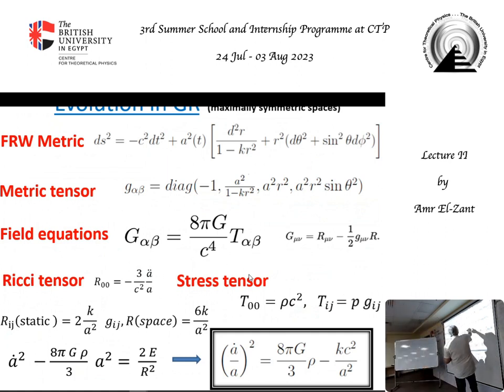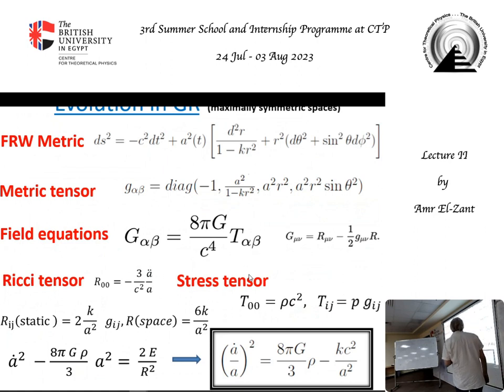We needed a metric tensor. These are the metric tensors. It's diagonal: minus 1 for the light, this thing for the r coordinate, this thing multiplying the theta coordinate, and this thing multiplying the phi coordinate. So three coordinates because it's a 3-sphere, and the fourth is the time.